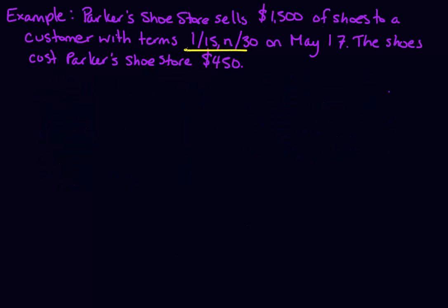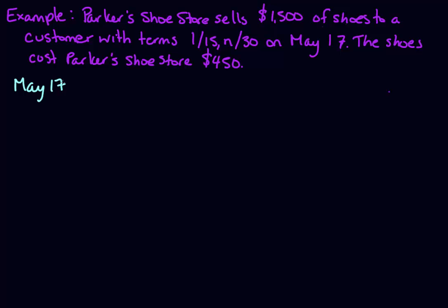Let's try another example. In this example, Parker's Shoe Store sells $1,500 of shoes to a customer with terms 1/15 and 30 on May 17th. The shoes cost Parker's Shoe Store $450. Now remember from our previous video on purchasing inventory that these are discount terms. So this means that the customer gets 1% off if they pay within 15 days, but the full amount is due within 30 days. At the time of making the sale, it makes no difference to us about the discount. When we check if the customer receives the discount is when they actually pay us.